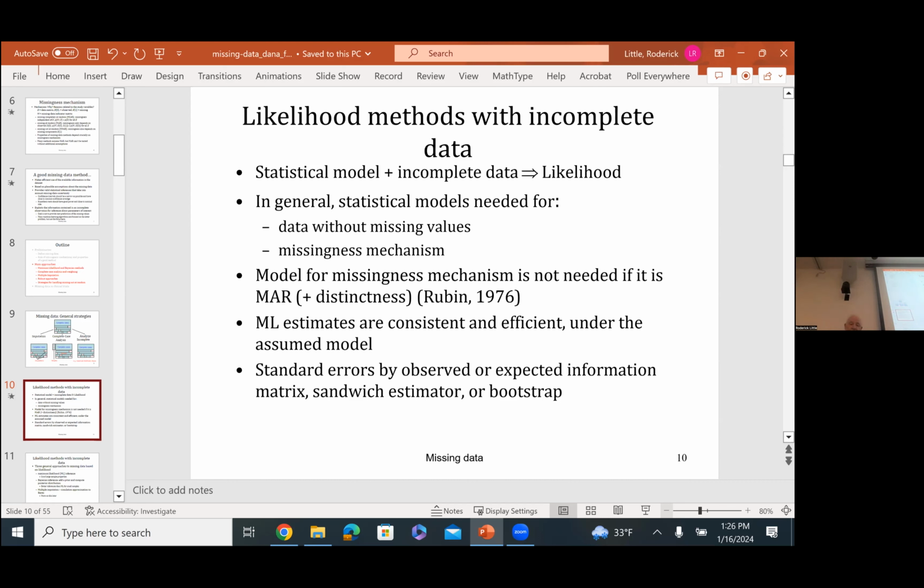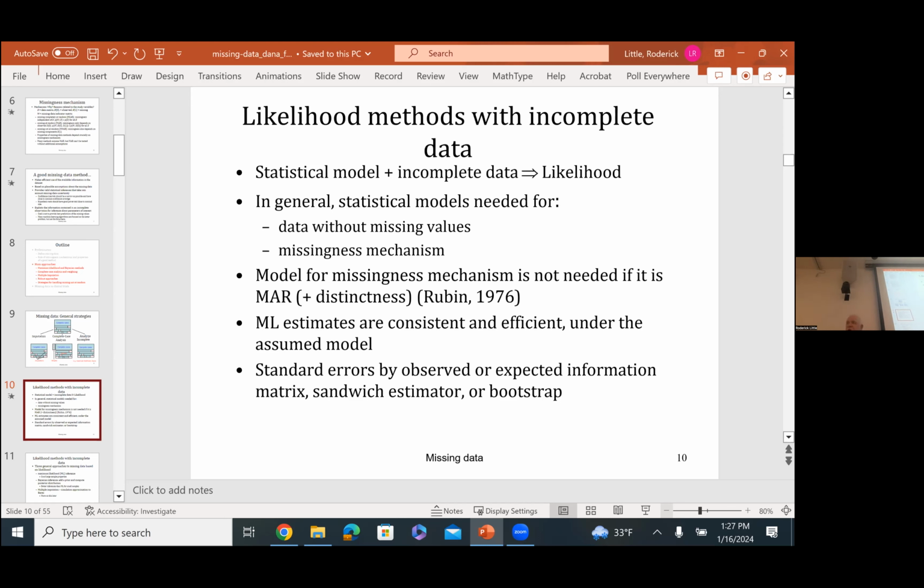The key point here is that the model for the missingness mechanism is not needed for likelihood inference if the missingness is missing at random, if it's MAR. So that's why MAR plays a very central role in missing data theory. There's a technical distinctness condition between the parameters of the mechanism and the parameters of the data, but the more important of those two conditions, I would say, is missing at random.